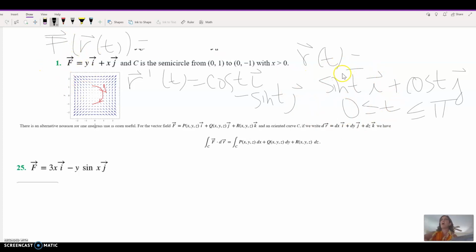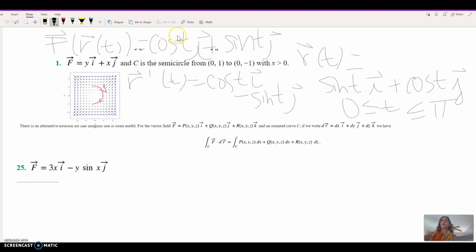This means instead of y, I'm using cosine of t. And instead of x, I would replace that with sine of t. So here we're going to get cosine of t j plus cosine of t i plus sine of t j for my vector field. Now I can take the dot product of my vector field and each piece of my path, right? R prime t dt is like my dr.